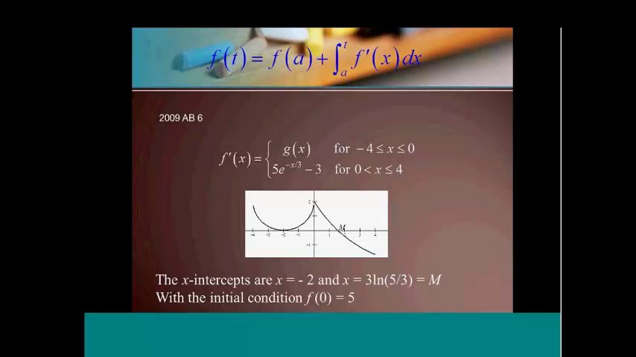In this problem, you were given a piecewise function for the derivative of f. So f prime was equal to g of x from -4 to 0, and it was equal to 5e to the negative x over 3 minus 3 from 0 to 4. And they gave you the graph, and they told you that the function over here, g of x, was a semicircle. So you can see there it's a semicircle, and it's one of those where they're going to ask you some questions about that. And the question was to find the maximum value of this function from the information that's given here.